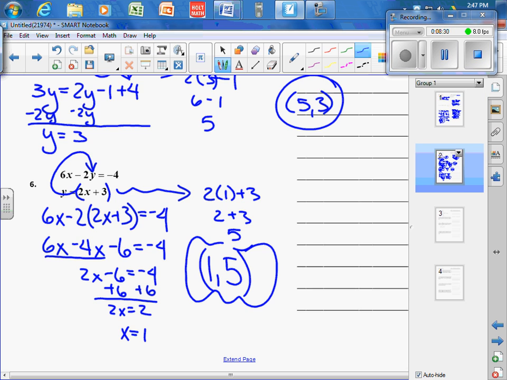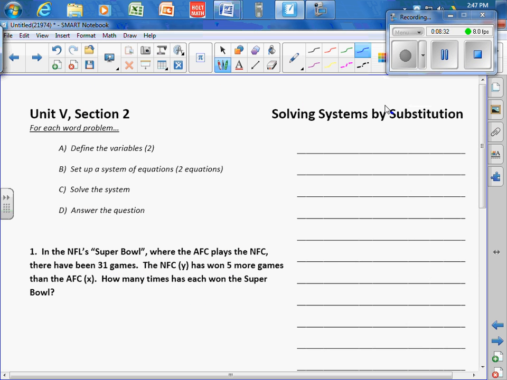And all of this is going to lead up to doing story problems. In story problems, there's a certain set of steps you need to go through. A, define 2 variables. B, set up a system of equations. That means write 2 equations. Step C, solve that system. Step D, make sure you're answering the question.